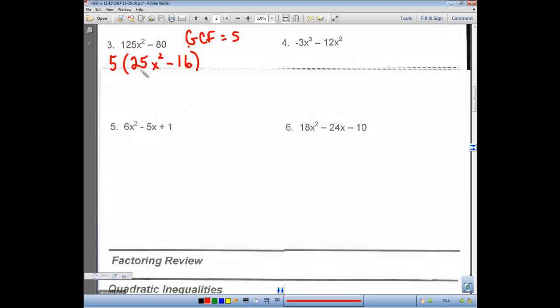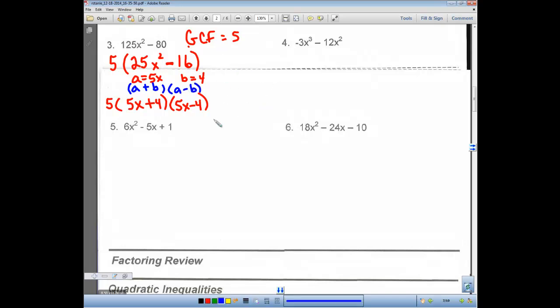Well, this is a difference of two squares because I have a different sign, and the square root of 25x squared is 5x, and the square root of 16 is 4. So the factors of this trinomial are 5 times 5x plus 4 and 5x minus 4, because it follows the pattern of difference of two squares, which is a plus b, a minus b.